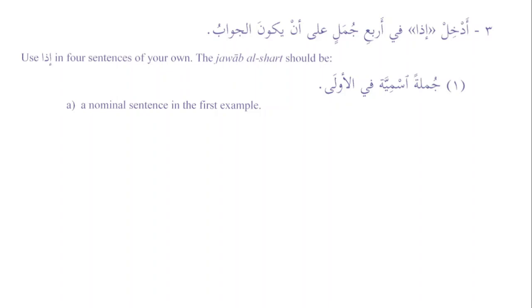Lesson number 14, exercise 3. أدخل إذا في 4 جمل على أن يكون الجواب. So now what we have to do, we have to use إذا, or we have to enter إذا في 4 جمل, in 4 sentences. على أن يكون الجواب, so the answer should be جملة اسمية في الأولى, a nominal sentence in the first example.